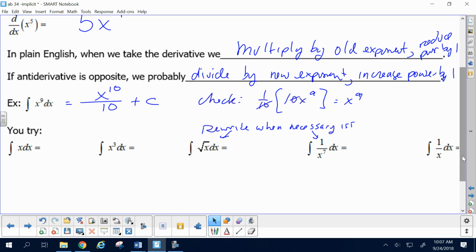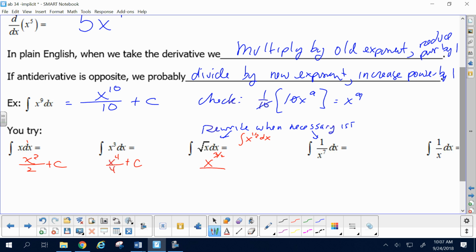Good? Okay, so the power here was 1. If I raise it by 1, divide by the new, it's x squared over 2 plus c, yeah? What about the antiderivative of x cubed? x to the fourth over 4 plus c. If the power here was x to the half, then when I raise it by 1, it's x to the 3 halves. Divide by the new, you could write it that way. You could also, I suppose, write it this way. Either one is fine with me. Do you agree? Yes. Okay.